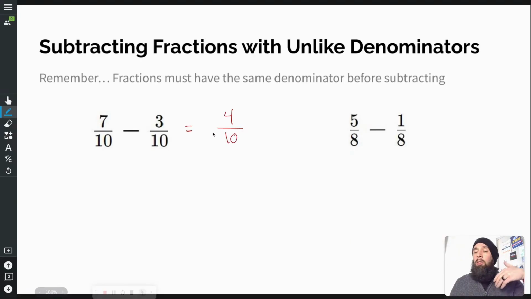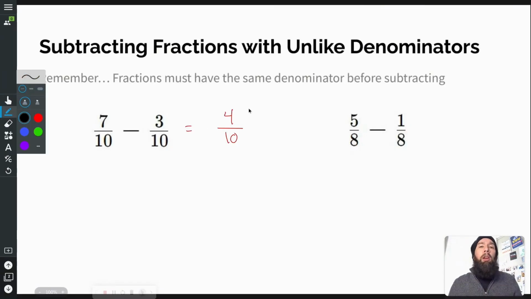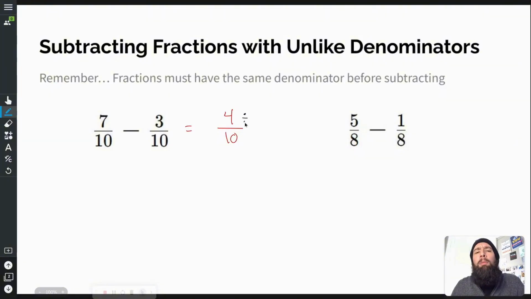Now, in certain circumstances, you may not be done after you do that. In fact, we're not done here because sometimes we can look at our answer and simplify. So we do, all right, well, 4 and 10, those are even numbers. We can divide those both by 2, so let's divide them by 2. And when you do that, you get a final answer of 4 divided by 2 is 2, 10 divided by 2 is 5, 2 over 5 is your guy.